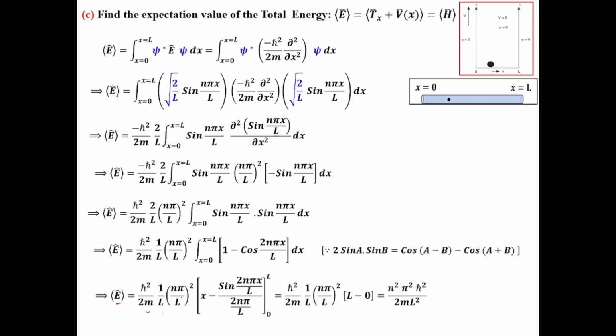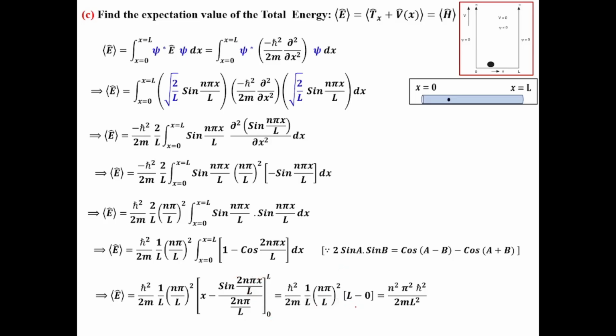by 2m, 1 by L, n pi by L whole square, and here the integration of 1 will be x, and the integration of the cosine term will be sine 2 n pi x by L divided by this constant factor, from 0 to L. Just put in the upper limit and lower limit. First put the upper limit. It will be L, and if I put the upper limit over here, L is cancelled, sine 2 n pi is 0. So we get L minus 0. If I put the lower limit here, it is 0, and here also sine 0 is 0. So we get L minus 0 by substituting the upper and lower limits.